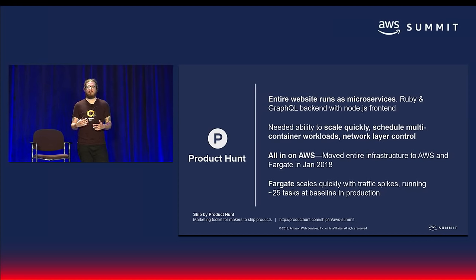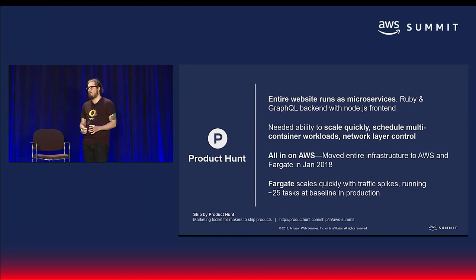They provide a way for the community to vote on different products and vote them up to the top and provide feedback and really discover interesting new products that have launched. So Product Hunt, their entire website runs as microservices. They use Ruby on Rails and GraphQL behind a Node.js front end. And they wanted to take these microservices and migrate them into AWS Fargate.